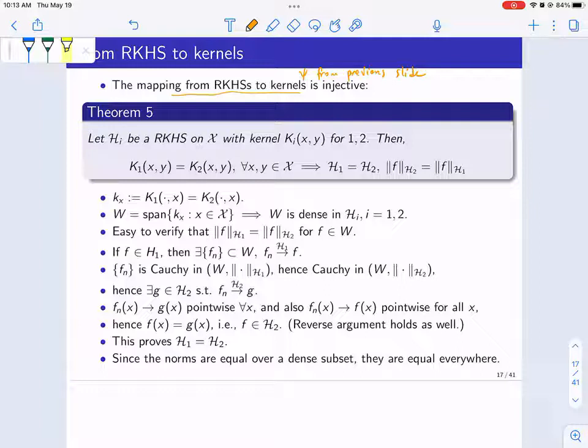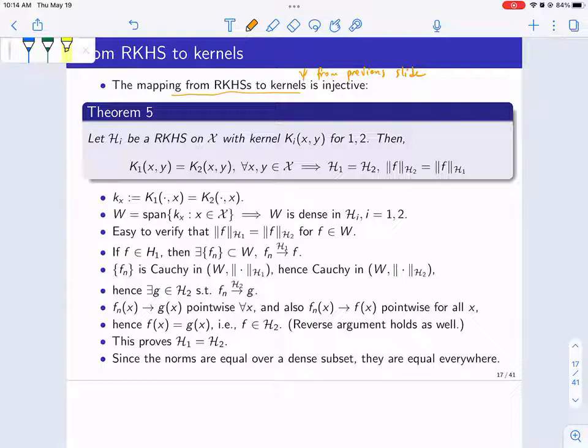And this holds for... basically, so what do we show? We show that if f is in H1, because g is in H2, f is equal to g, so f has to be in H2. So every f in H1 is in H2, and the reverse argument, by symmetry, also holds, so the two are the same.